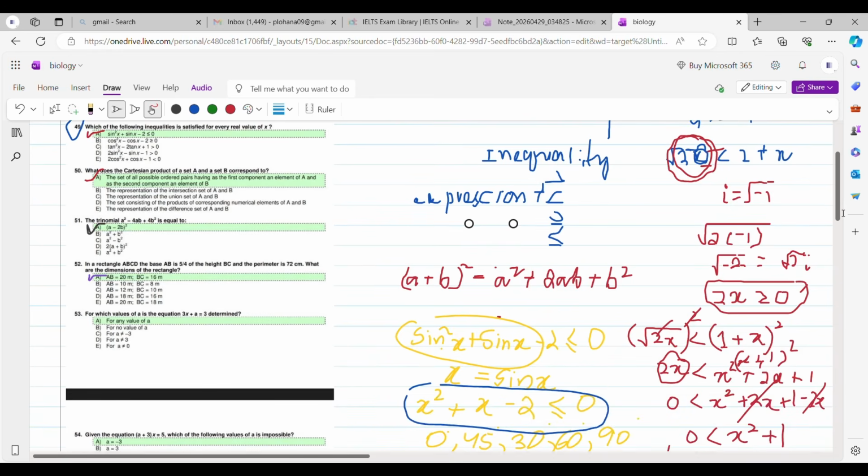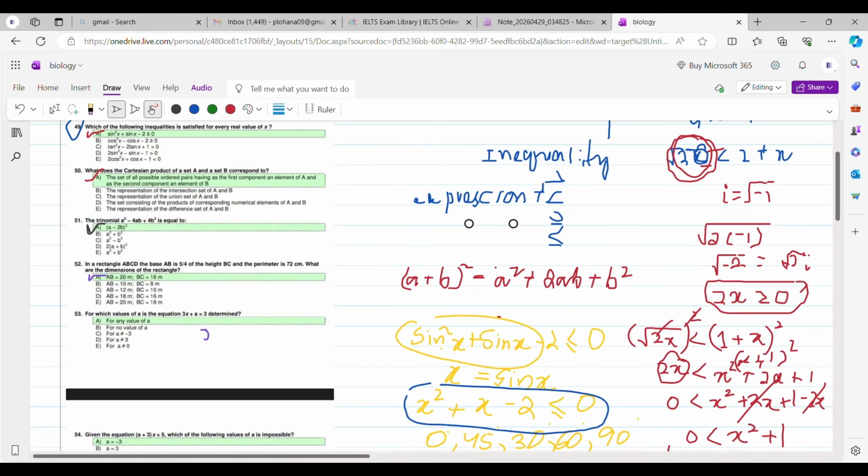I hope the questions are now easy for you. They are not difficult. For which values of a is the equation 3x plus a equal to 3 determined? So basically what you are doing here is finding the values of a, right? You need to find all the possible values for a.